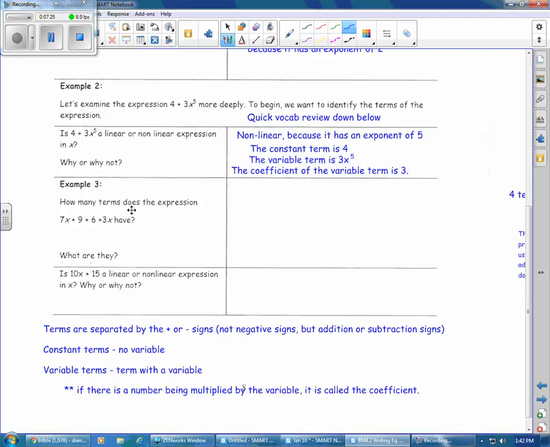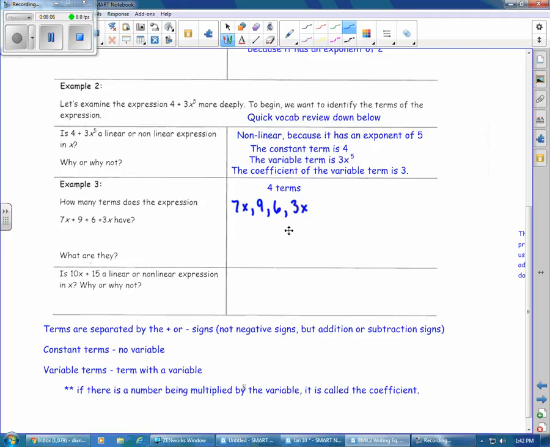Example number 3. How many terms does the expression have? 7x plus 9 plus 6 plus 3x. Again, if our terms are separated by the plus sign, that means we've got 1, 2, 3 pluses, but we got one term out in front of it, 2 term, 3 term, 4 term. Okay, so we've got 4 terms. What are they? We've got 7x, 9, 6, and 3x. Those are our 4 terms.